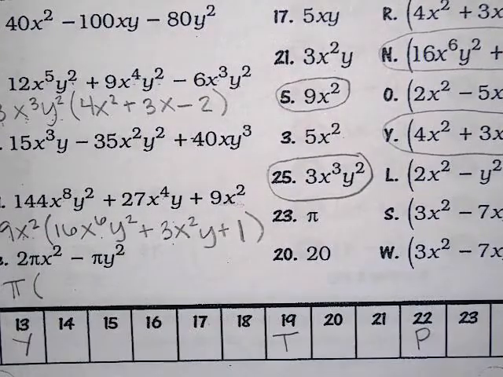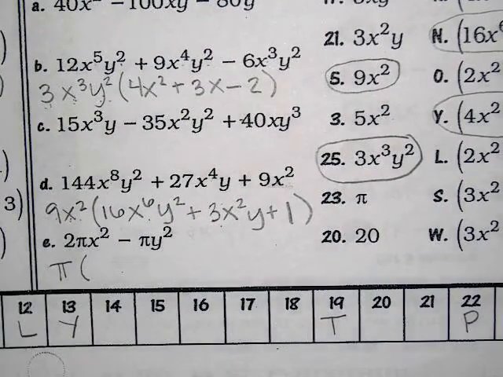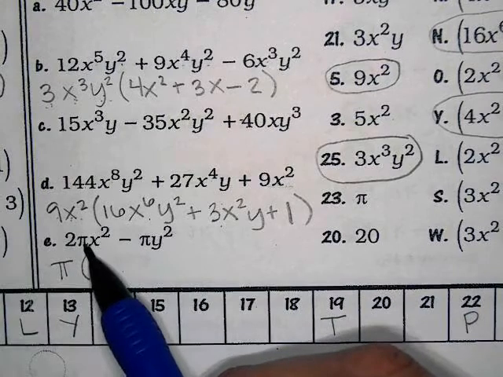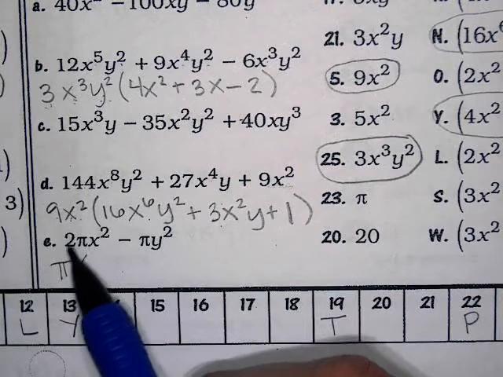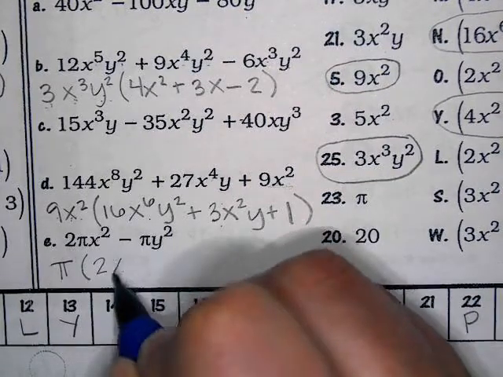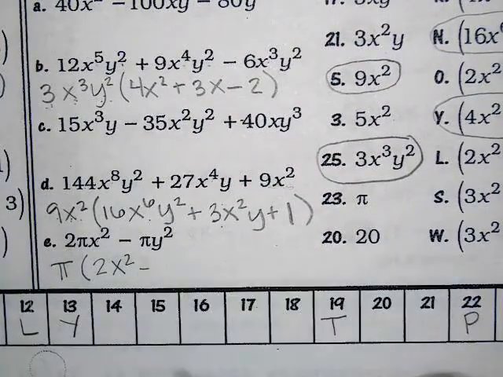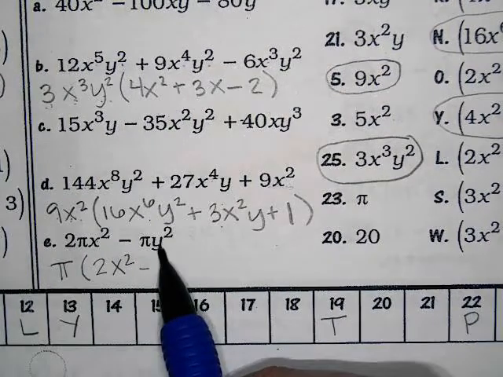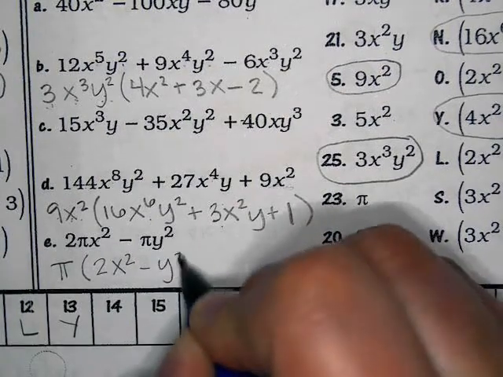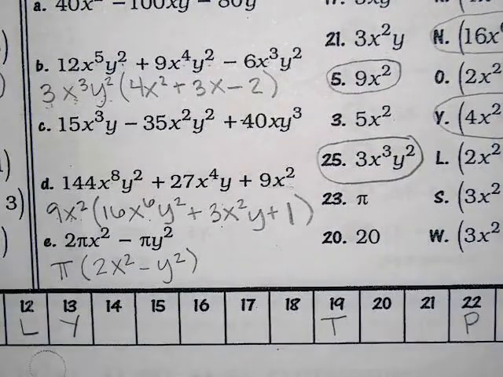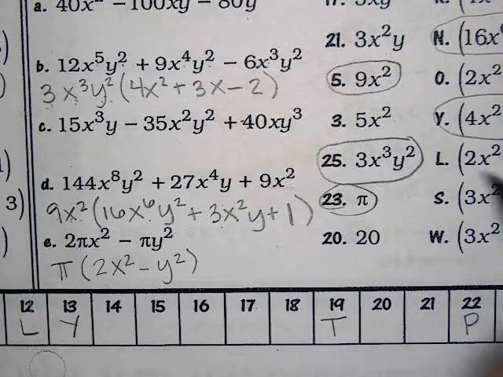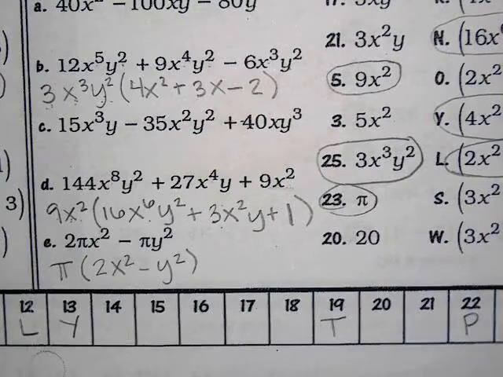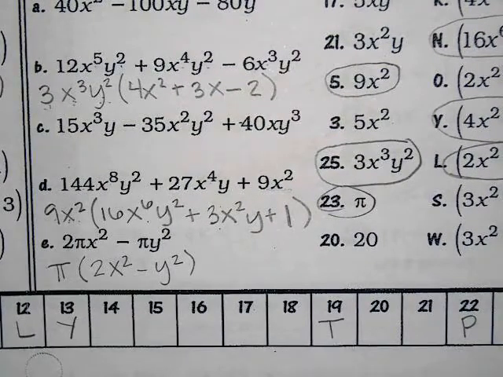So once you take the pi out, what's left over in the first term? 2x squared. Okay. And once you take the pi out, what's left over in the second term? Y squared. Done. So in box 23, we're going to put an L. Okay. As you look at the sheet, are there any other intimidating problems?